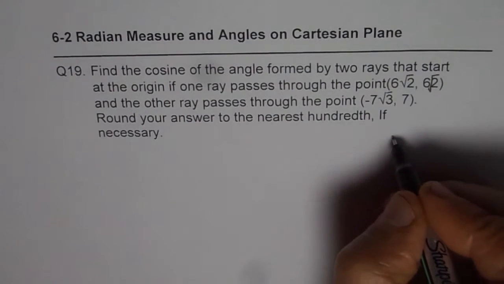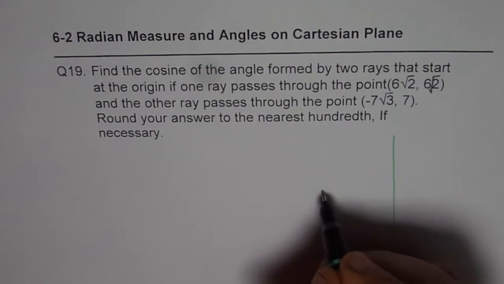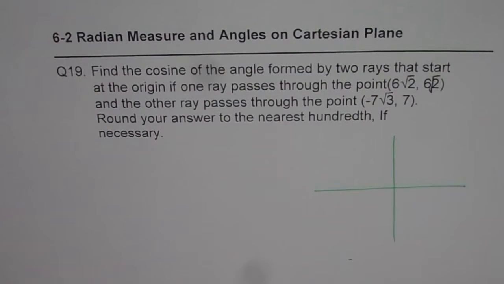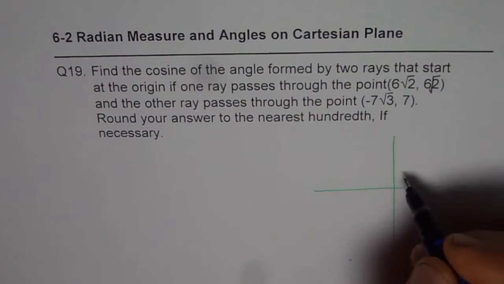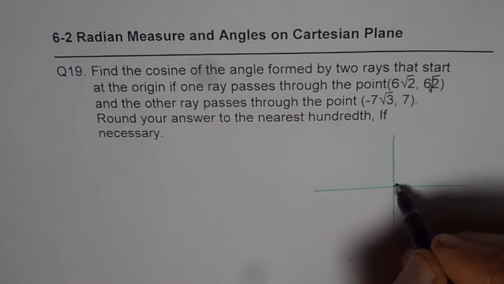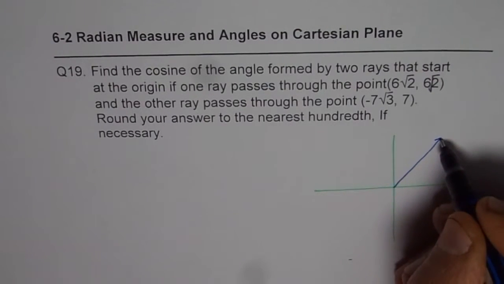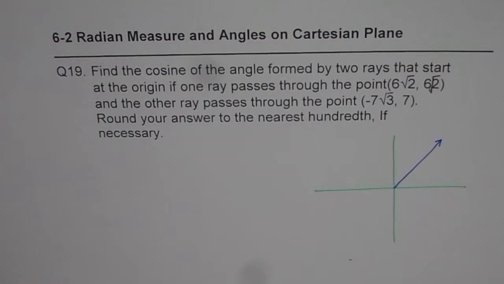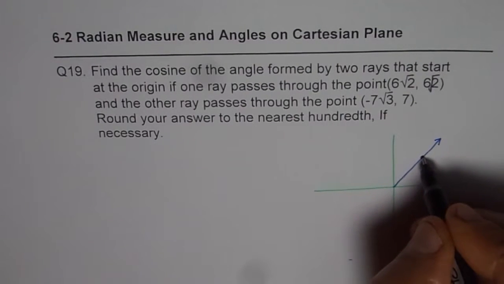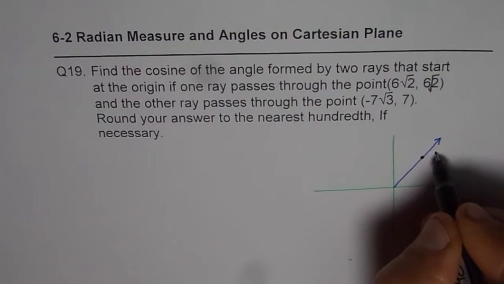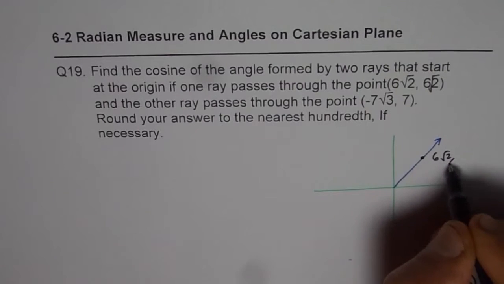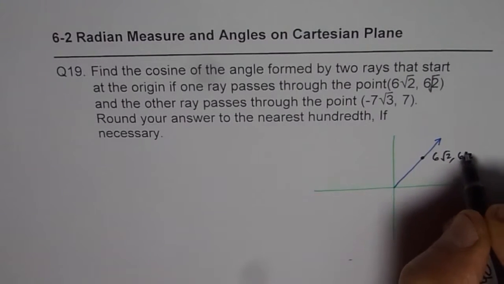So let's figure it out first on a coordinate plane. How does it look like? So let us say this is the coordinate plane. The point 6 square root 2, 6 square root 2 should be on the diagonal, right? The ray should go like this, somewhere, because both x and y points are the same magnitude. So it has to be somewhere along this diagonal.